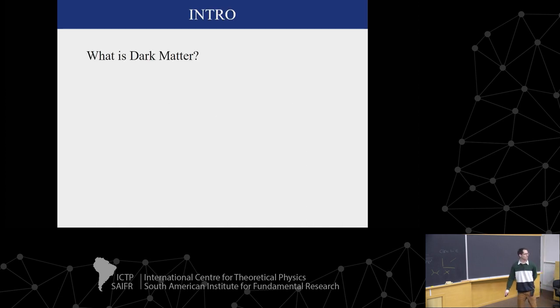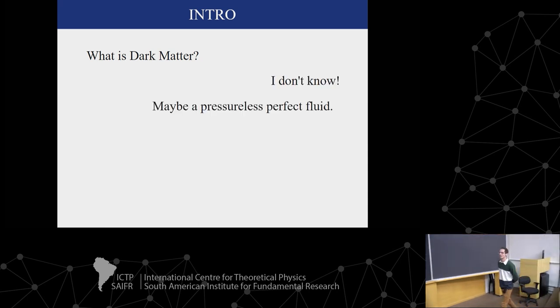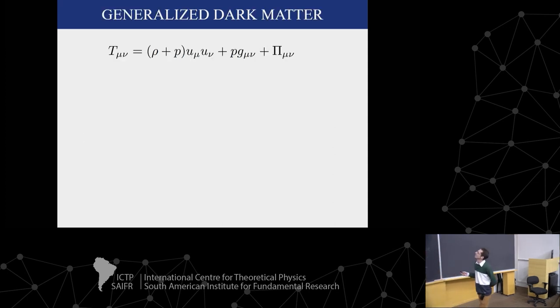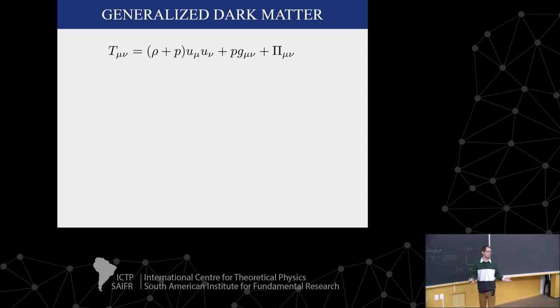So let's start with the most important question here. What is dark matter? Well, I don't know. But usually, in cosmology, we model it as a pressureless perfect fluid. But that might not be the case. In generalized dark matter, we want to allow the dark matter to actually have some pressure and maybe behave as some imperfect fluid, as many dark matter candidates really do.